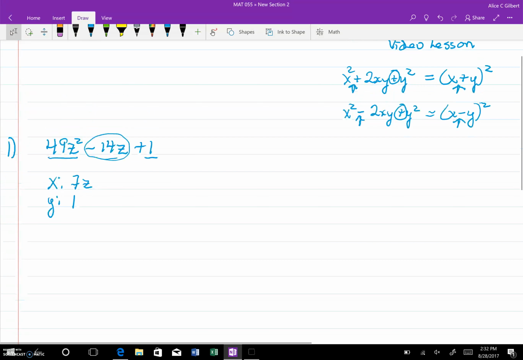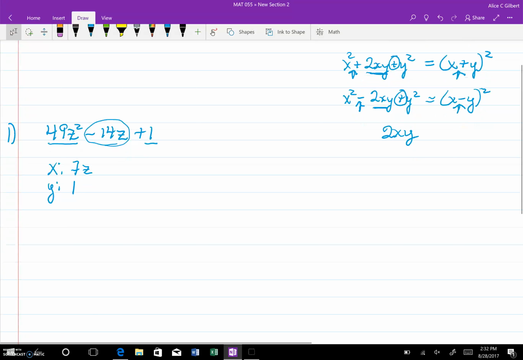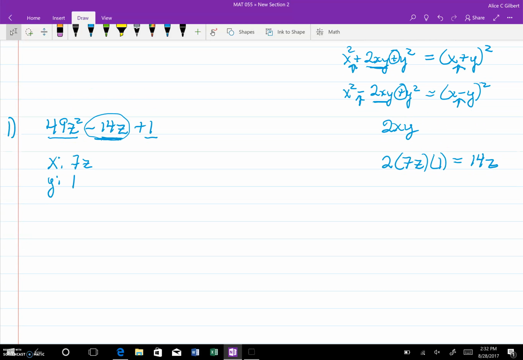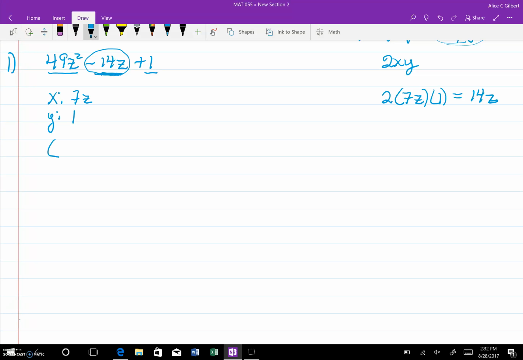So in a perfect square trinomial, the middle term is always 2 times x times y. So in my case, 2 times my x, which is 7z, and my y, which is 1. Well, when I multiply these all up, I get 14z. Is that what this middle term is? The answer is yes. And so now I can say, yep, this indeed is a perfect square trinomial. It's going to be this form because it's got a minus sign. So then I just put it into the pattern of 7z minus, because this guy's minus, 1.